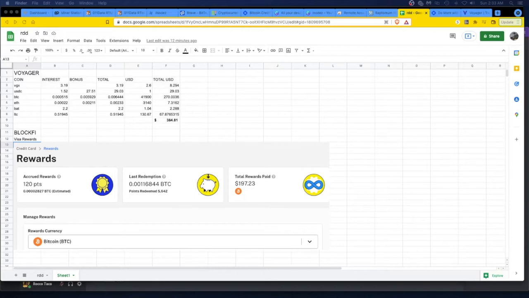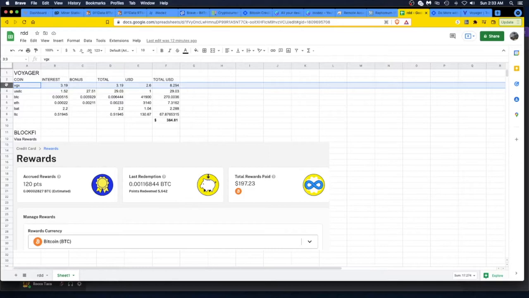But right now for Voyager, I have the following coins. Over here, the VGX, which is the Voyager coin. If you own 500 or more, you're in the basic adventurer tier, and you get an additional 0.5% interest bump on top of the basic interest bumps they provide for holding crypto. And I have USDC, which is now FDIC insured up to 250K, I believe, which is sweet.